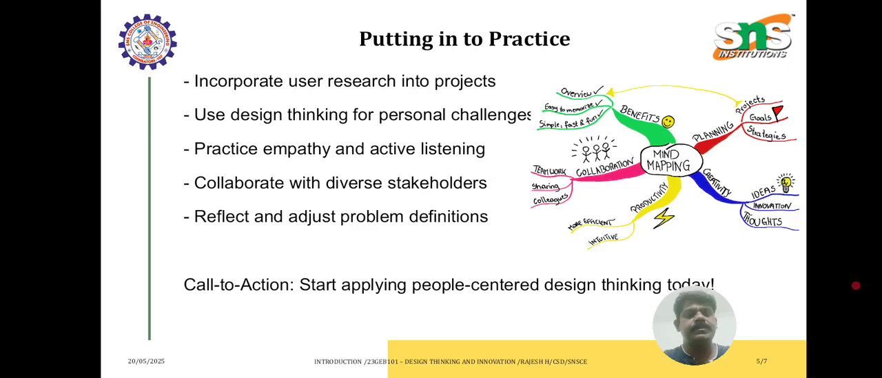So what is put into practice: incorporate user research into the project level, then use the design thinking approach for the personal challenges. Then practice empathy and active listening. Then initiate collaboration with the diverse set of stakeholders who are connected with the problem. Then reflect and adjust the problem definition. Then finally call to action, C2A, CTA. So what is call to action? Once we get to know what exactly the problem is, we start finding the solution from that moment, and we start applying the people-centric design thinking approach.